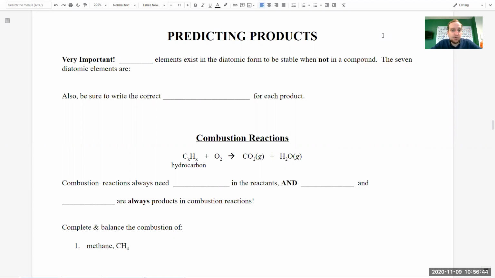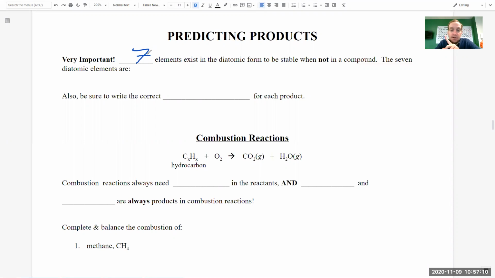So that's a lot of different things that hinge on our ability to identify the type of reaction, to write correct formulas, and, of course, to balance them. So to start off, very important, do not forget that there are seven, oops, always a great way to start out a video. There are seven elements that exist in the diatomic form when they are not in a compound.